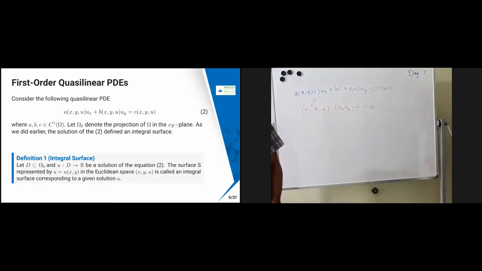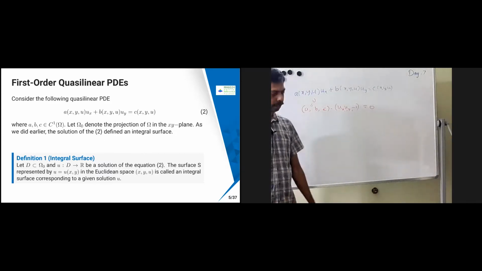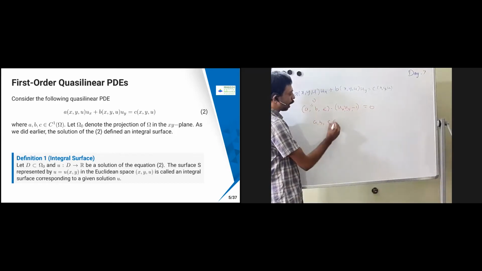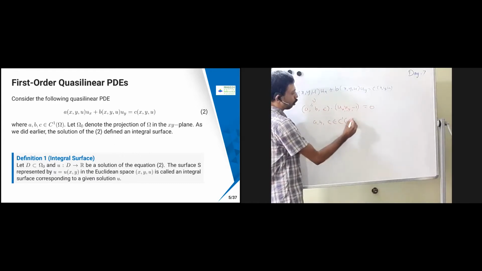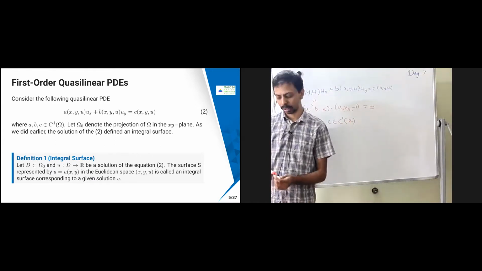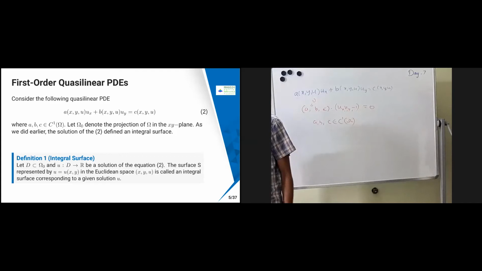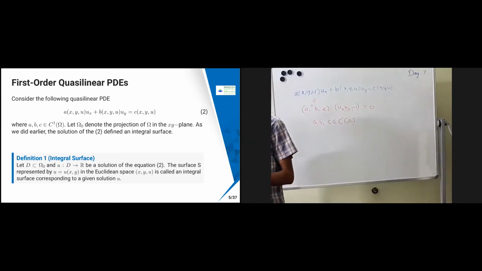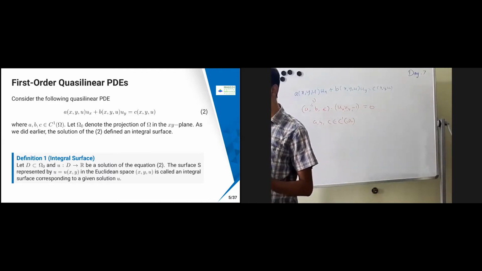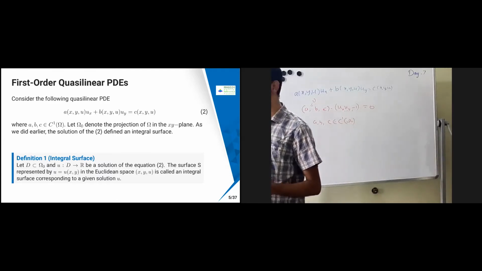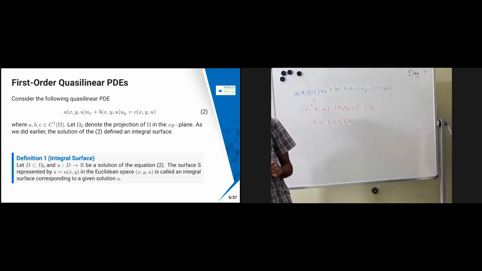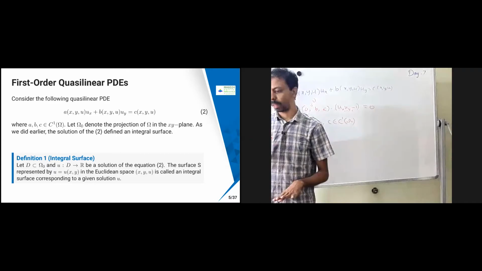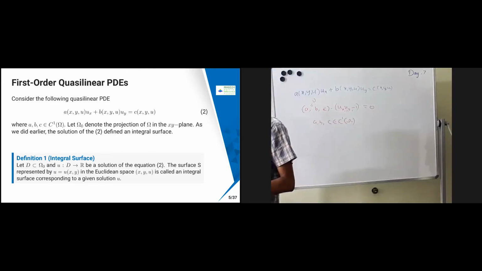Okay, let's see that. So we have some conditions here, throughout today's class. These are the conditions which you are assuming: a, b, c belong to C1 of omega. What is C1 of omega? Continuously differentiable. That is the condition I am just assuming. Now I am going to make omega naught, which is nothing but the projection of omega in the xy plane.